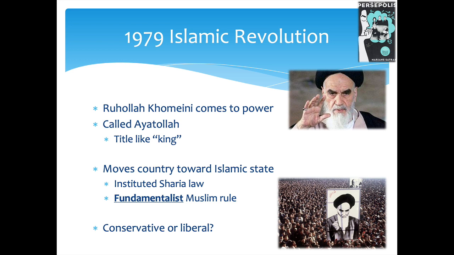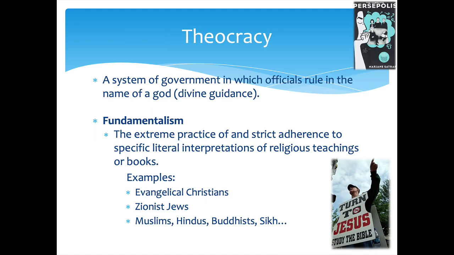So Iran is not being led by this monarchy family with a side of parliament. It is now being led by this religious theocracy where they take the Quran literally. And so during the time of the book Persepolis, Iran becomes a theocracy, which is that system of government in which officials rule in the name of their God or divine guidance. Their guiding governmental documents are not something like a constitution or collections of documents set on government. Their guiding political document becomes their religious book.